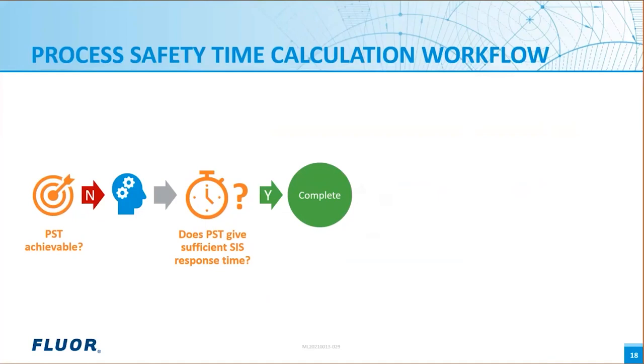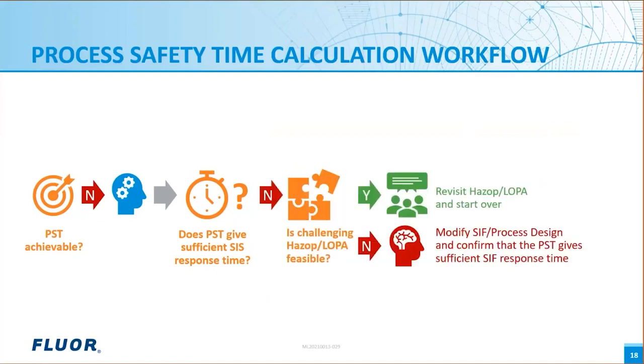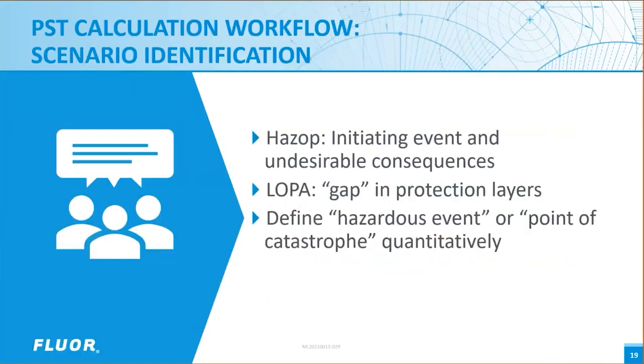And if we're a little less fortunate, then we're really facing the prospect of design change. So we can look at whether we can challenge the HAZOP or LOPA that raised the initiating cause and point of failure, or we need to consider the prospect of design change. So what we'll do now is just discuss each of these steps in a little bit more detail. So we will start with the scenario identification.